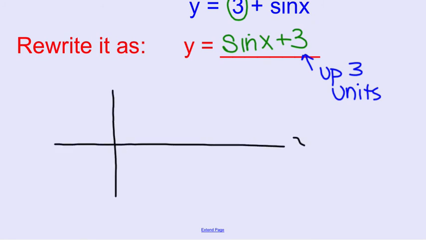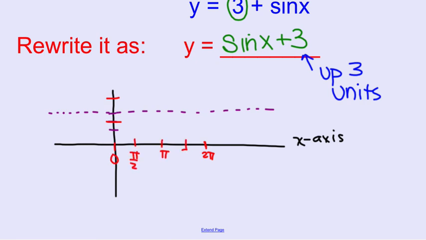Here's my traditional x-axis. I'm going to just push it up 3 units. So 1, 2, 3. I'm going to graph this imaginary horizontal axis. And then I'm going to go up 1 and down 1. Now my period and amplitude haven't changed at all from its parent. So here's 2 pi, here's 0, halfway, halfway again. So you split up in 4 equal parts.